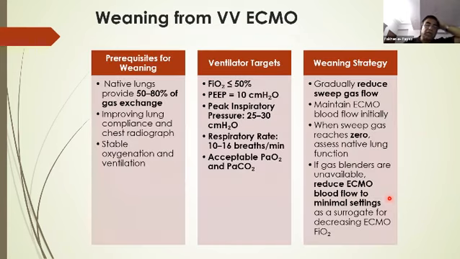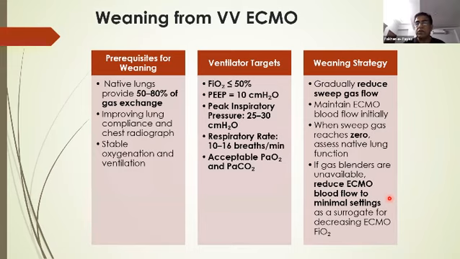Weaning from the VV ECMO: the prerequisite is that the native lungs are able to handle the gas exchange around 50 to 80%, with improving lung compliance, and the chest radiograph is an indication. Then stable oxygenation and ventilation is another indication that the patient is ready to be weaned off. So the ventilator targets are that FiO2 is less than 50%, and the patient has an adequate PaO2 of 60 to 80 millimeters of mercury. The peak inspiratory pressures remain below 25 to 30, and the respiratory rate is around 10 to 16 breaths per minute. And by acceptable PaO2, we mean 60 to 80 millimeters of mercury, and PvO2 is around 35 to 45.